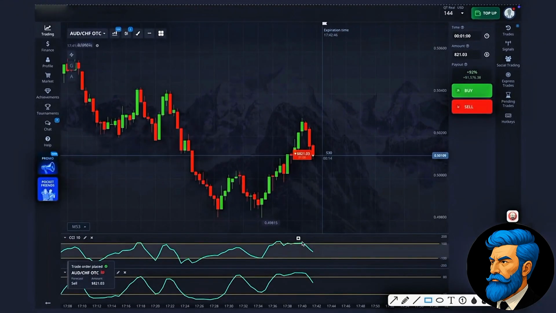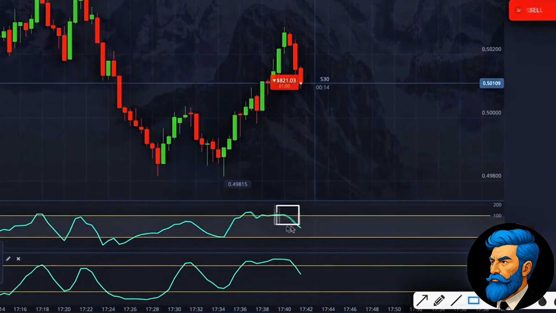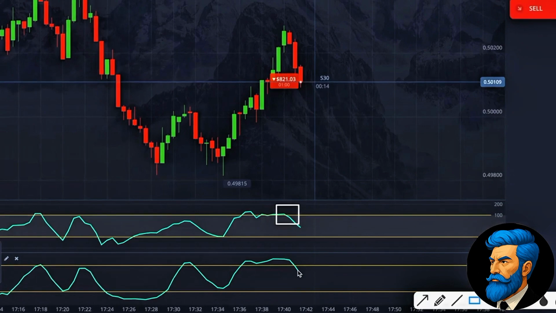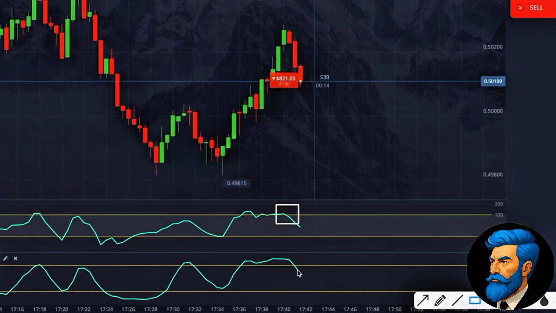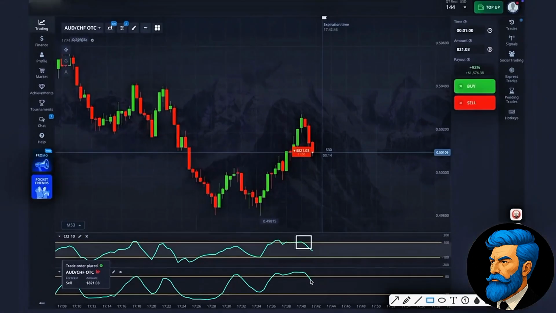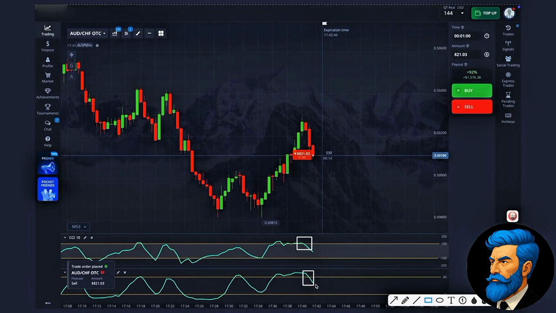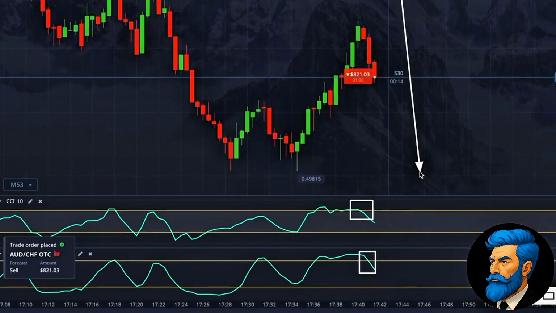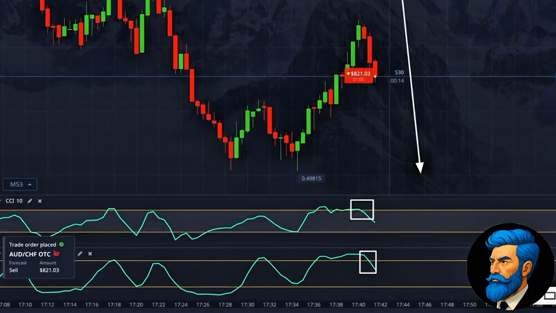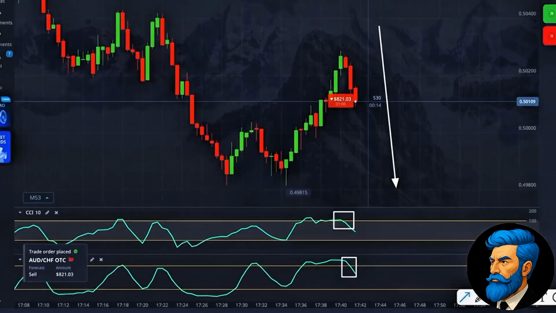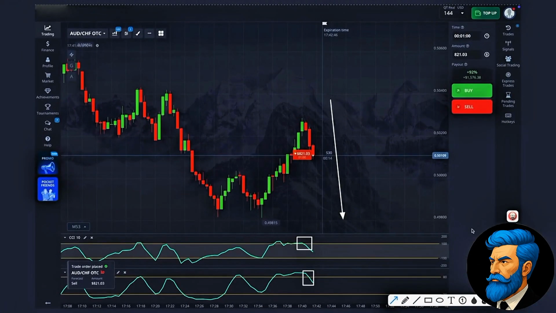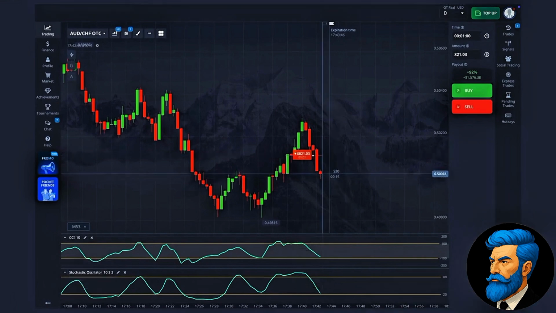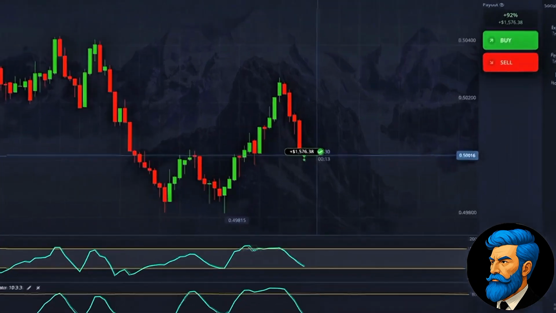The CCI 10 line went above the 100 level, and this is the overbought zone when the market is already overheated upward. Now it stops growing and breaks downward from the upper area. Stochastic was also in the upper zone about the 80 level, and now you can see the line making a downward reversal. This means the short-term upward impulse has ended, so we're waiting for the trade to close, and it brings me $1,576.